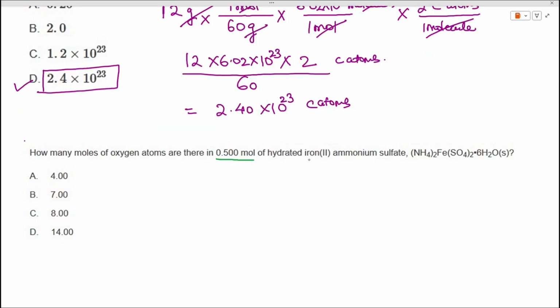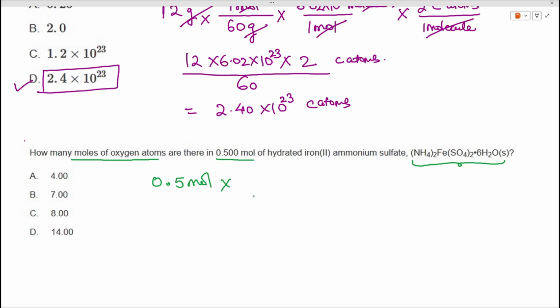This next question says, how many moles of oxygen atoms are there in 0.5 moles of hydrated iron(II) ammonium sulfate? So the formula is given to us, and we've been given 0.5 moles of it. Now they're not asking you the number of atoms, they're asking you the moles of oxygen atoms. So these are the moles of the hydrated salt.